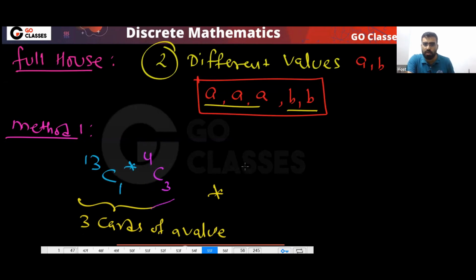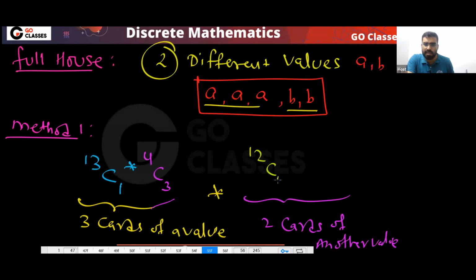Now, this is 2 cards of another value. Here what we will do? From the remaining 12 values, I can select one value. And now from 4, I can select 2 suits. Is this point clear to everyone?